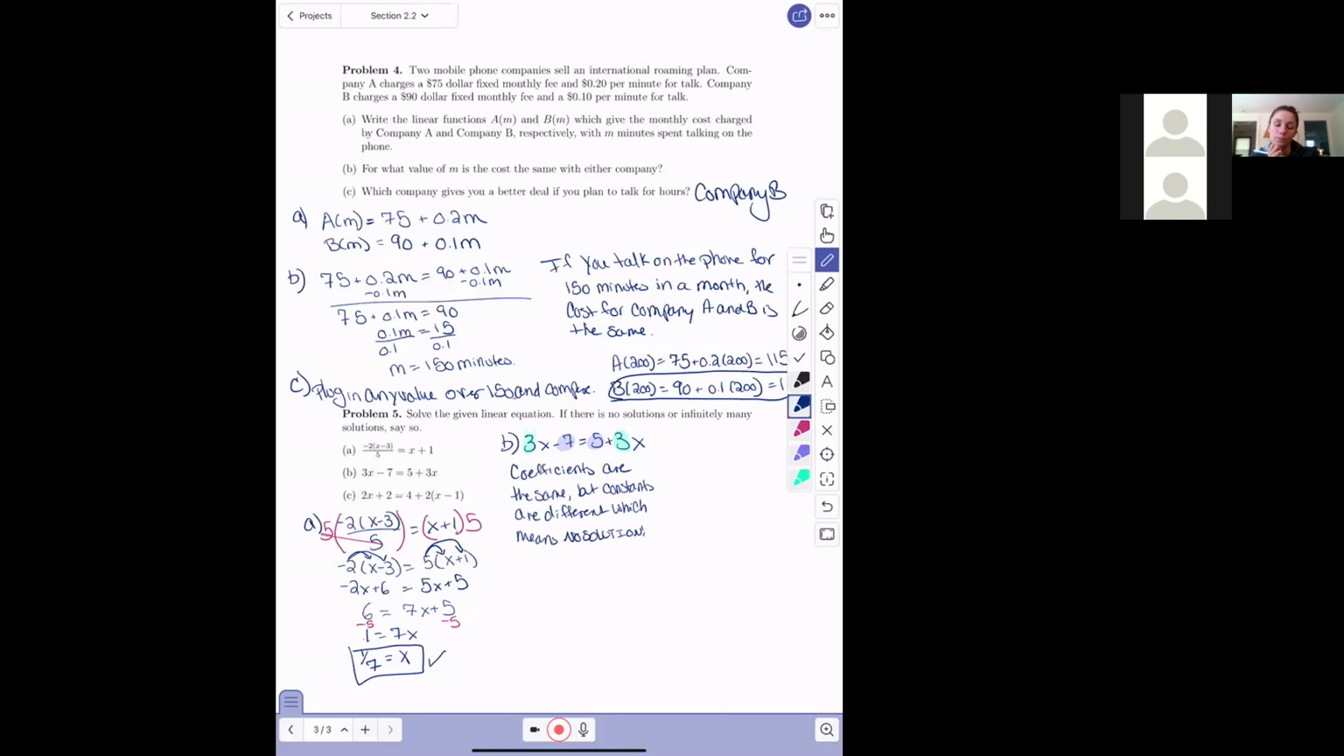Or if you'd rather just solve it and see what happens, we have 3x minus 7 equals 5 plus 3x. If I subtract 3x from both sides, pretending like I'm moving that over there, minus 3x, minus 3x, you end up with 0 minus 7 equals 5 plus 0. So all the 3x's cancel out. We have minus 7 equals 5. This is not a true statement. So we have no solution.